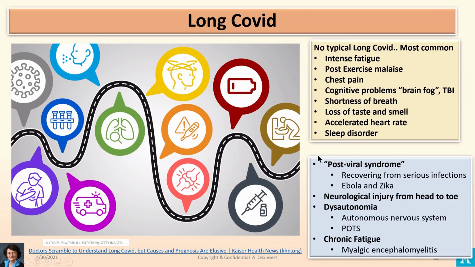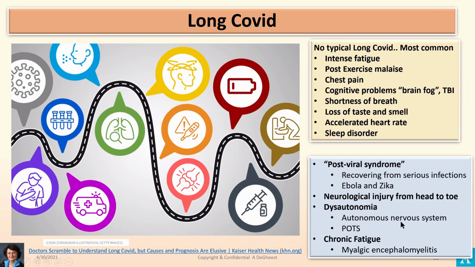So what are the issues? Well, we know that there is what's called post-viral syndrome. It turns out Ebola and Zika, which were two other nasty viruses we had in the past, had the same kind of little virus reservoir that was hiding inside the body that was continuously spreading the virus over time. People believe it's a full neurological injury from head to toe. Every neurological system in the body gets affected there, which creates some of the symptoms we saw.